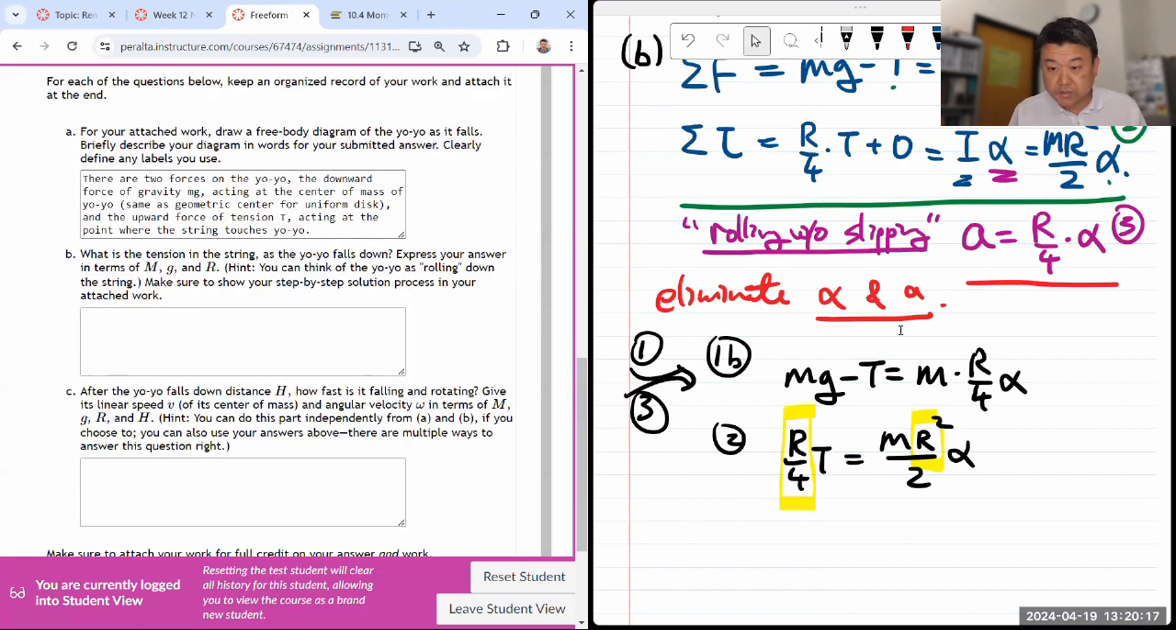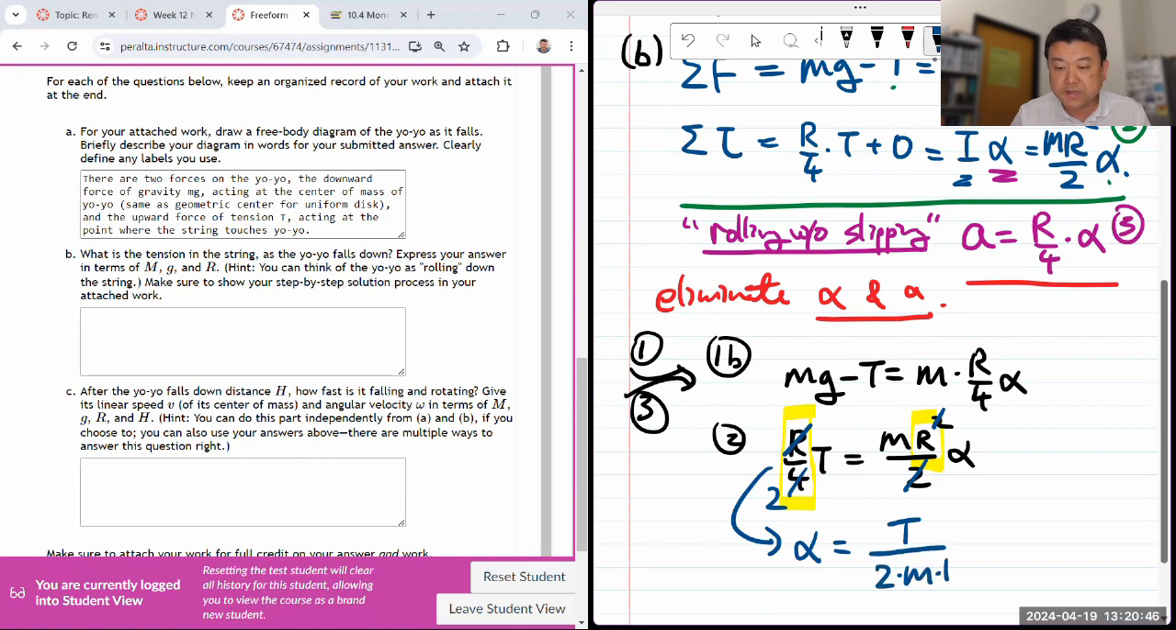Okay, so I guess I need to eliminate alpha. So let me do it this way. I'm going to solve the simpler equation for alpha. Let me do some cancellation here. R cancels one factor there. This cancels one, well, two to get down to two. So 1/2 T is equal to mr alpha. So now solving that, I get T divided by 2 times mass times r is equal to alpha. And I think I do get the right unit, 1 over second squared, because T is kilogram meter per second squared.